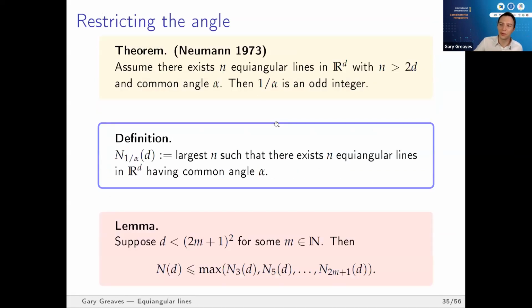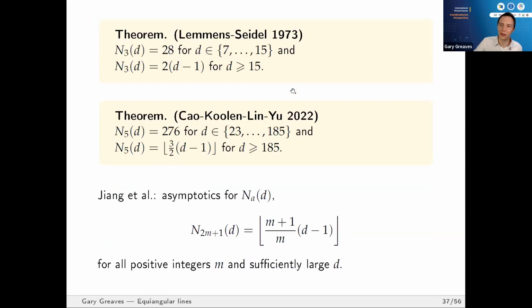Okay, so because of Neumann's observation, it tells us that we should study this specialized number. So either n of 3, n of 5, n sub any odd number. And this was done to some extent all the way back in the 70s.